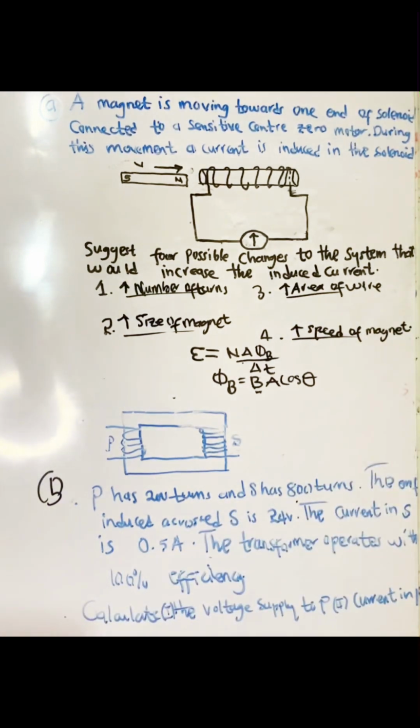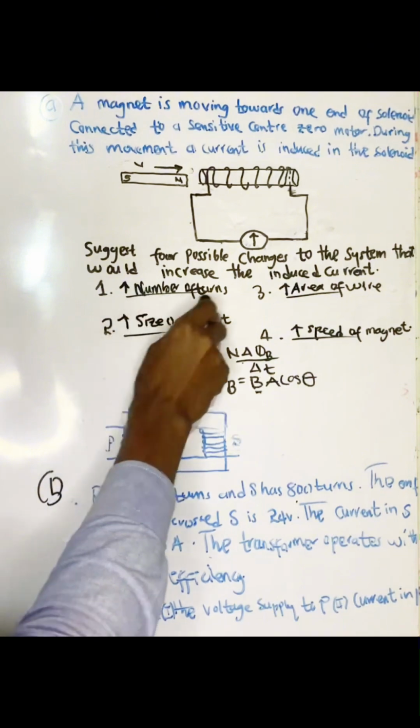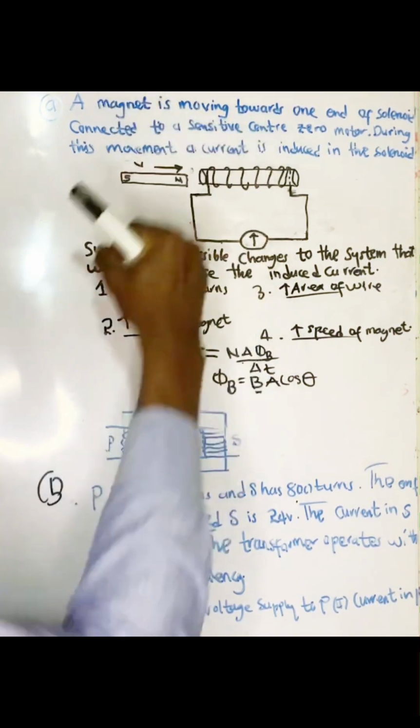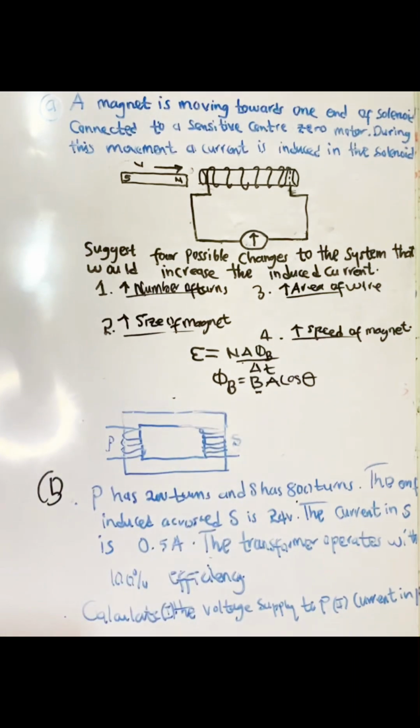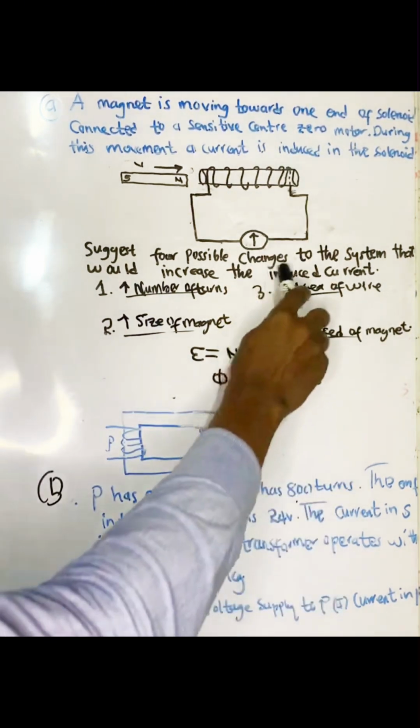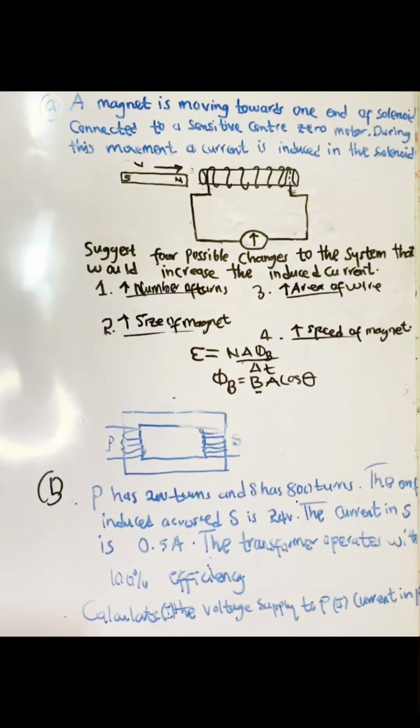So in fact, these are the 4 possible alterations we can make to the setup in order to increase the induced current. We have to increase the number of turns. We have to increase the size of the magnet. Now the magnet would have to be relatively bigger in order to get an increase in induced current. We also have to increase the surface area of the wire in order to get an increase in induced current. We also have to consider moving the magnet relatively faster in order to get an increase in induced current.